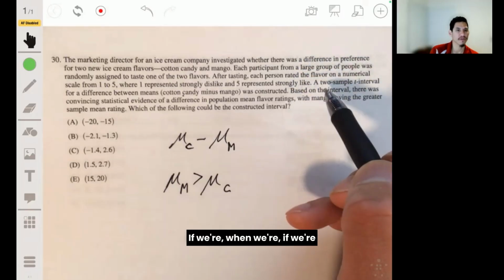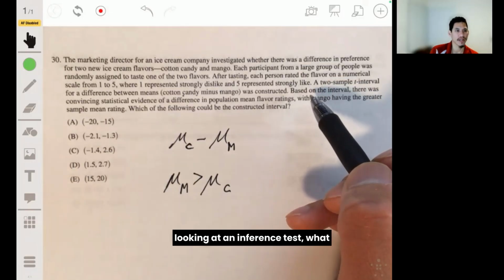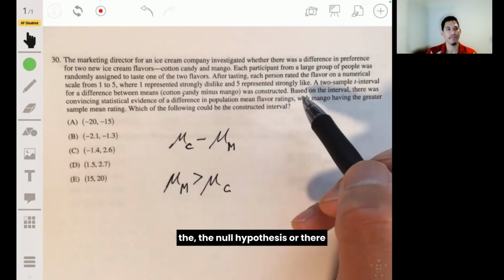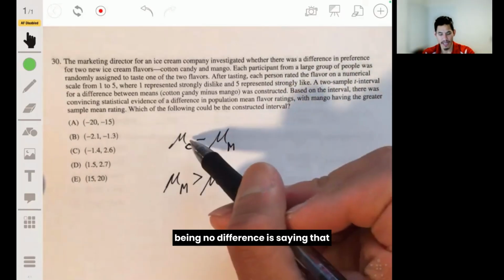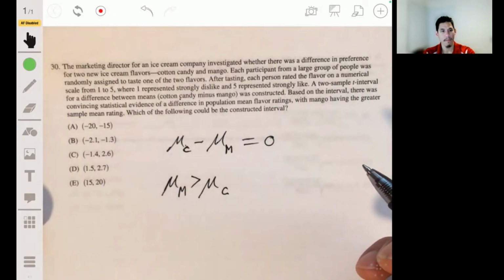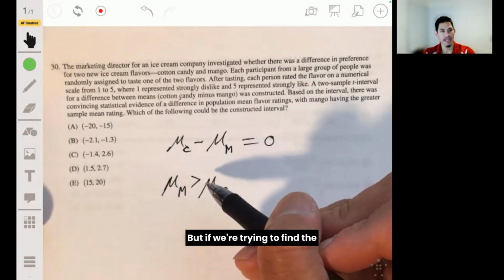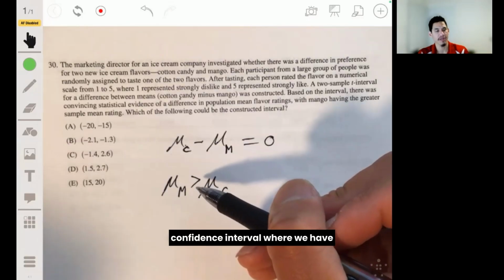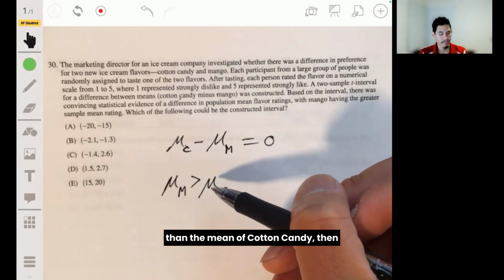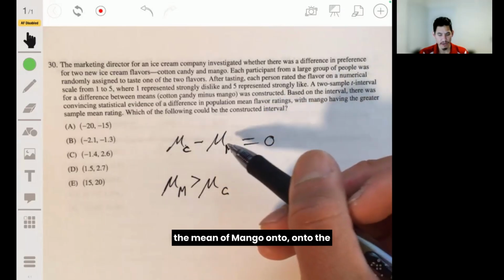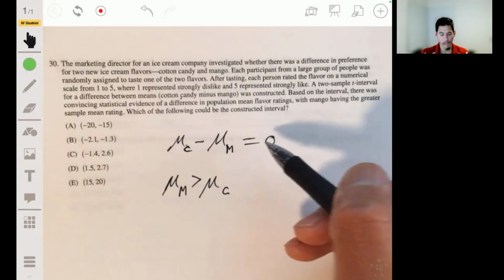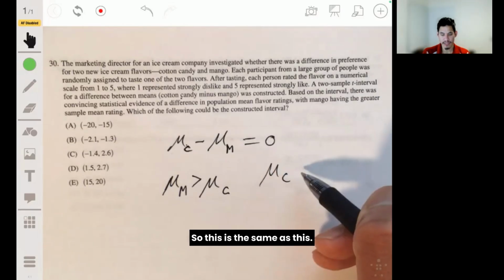If we're looking at an inference test, the null hypothesis, or there being no difference, is saying that these two are equal to each other, so their difference would be equal to 0. But if we're trying to find the confidence interval where the mean of mango was greater than the mean of cotton candy, then let's just adjust this by bringing the mean of mango onto the other side. So this is the same as this.